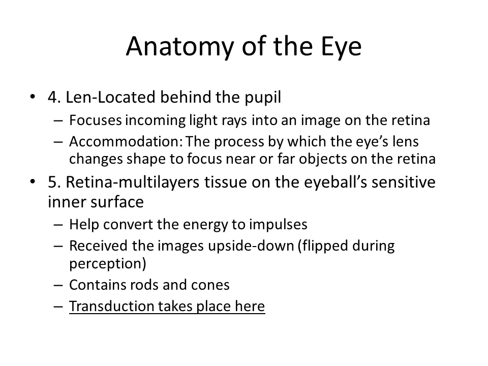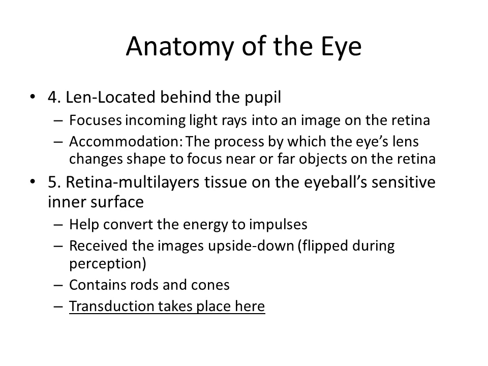Number 5 is the retina. On your diagram, you can see it towards the back. The retina is the multi-layered tissue on the eyeball's sensitive inner surface. This is where transduction takes place. So light is now going to change to an impulse. It helps convert the energy into impulses. We talked during the first presentation about transduction. Transduction is when it goes from the stimulus, light, and changes into an impulse. Light can't go all the way up to your brain. It's got to be sent in some sort of message.